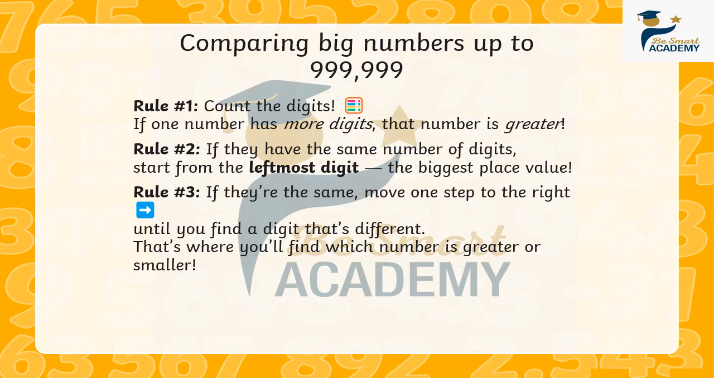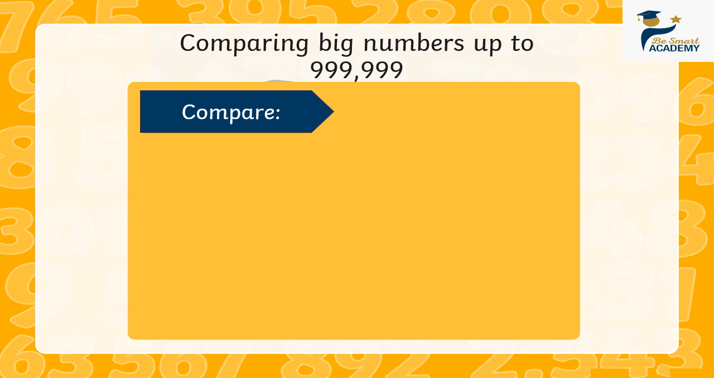Now let us see an example on each rule to be more clear. Now let us see the first example. Let us compare 32,567 and 321,567. Which number is greater or which number is smaller?